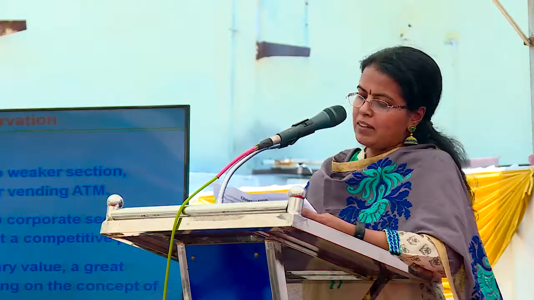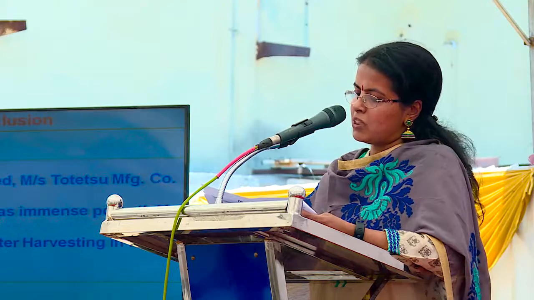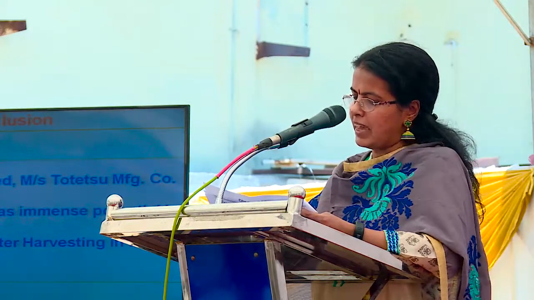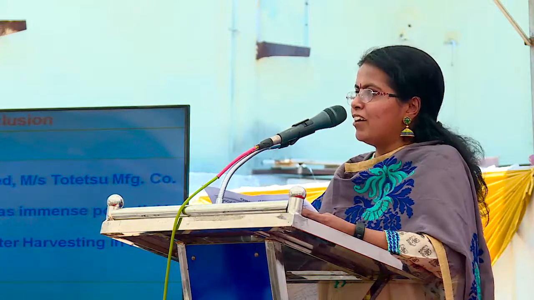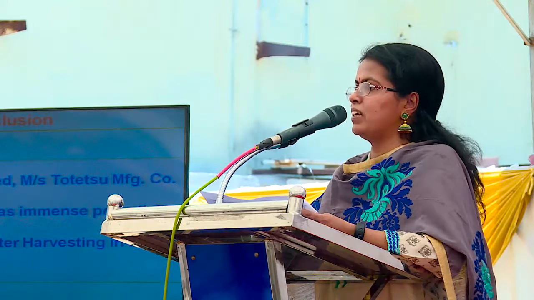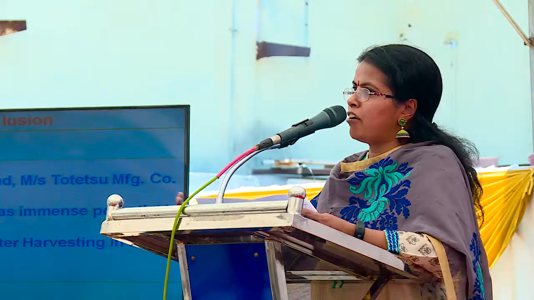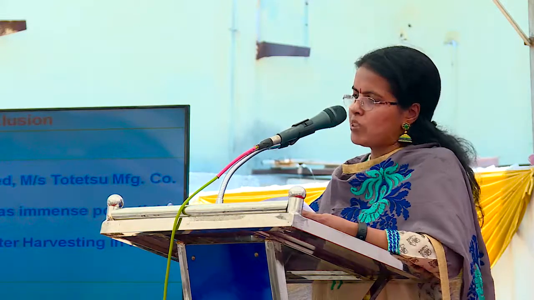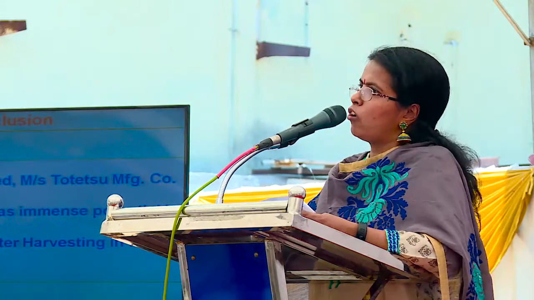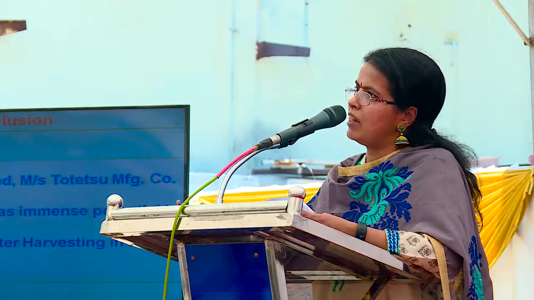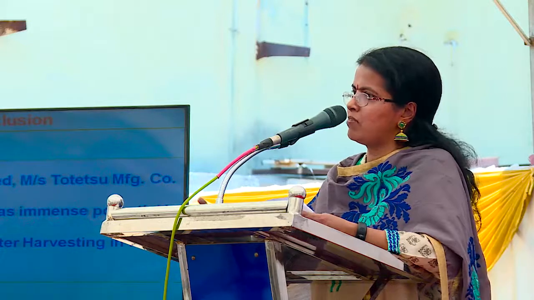So my conclusion: the JICA-sponsored Tosetsu Manufacturing Company Limited technology has immense potential in large-scale rainwater harvesting in India. And I again reiterate, it has immense potential in large-scale rainwater harvesting in India. For example, in general hospitals or underneath big stadiums, we can propose such technology, which can be proved cost-effective, and the land use can continue the same. So the stadium can be used as a stadium, and the hospital will continue to be used as a hospital.